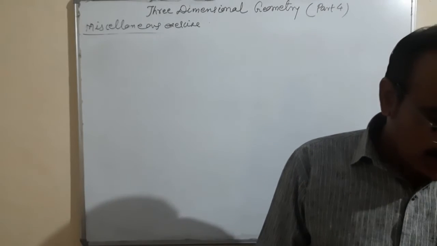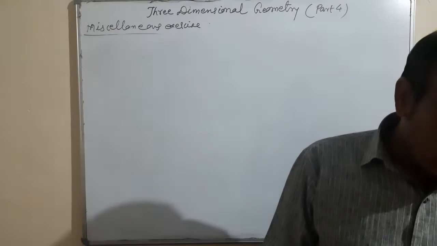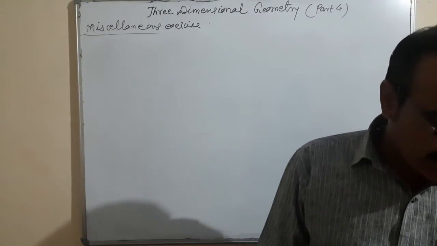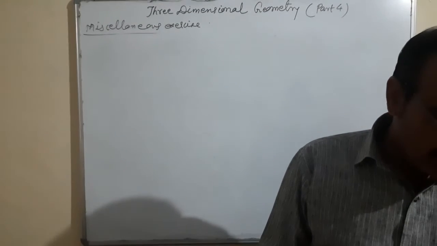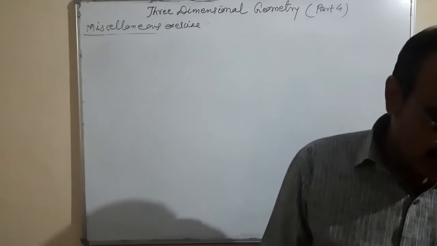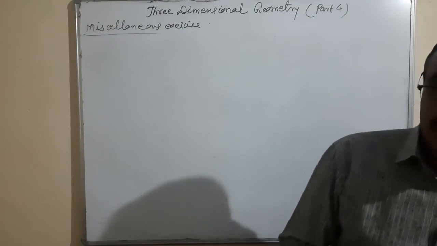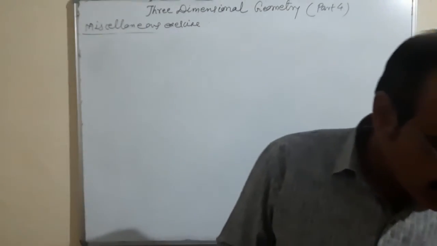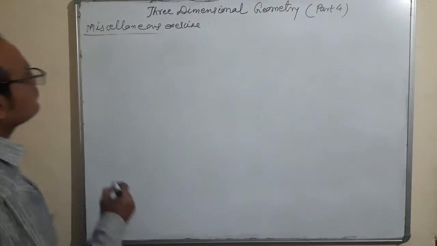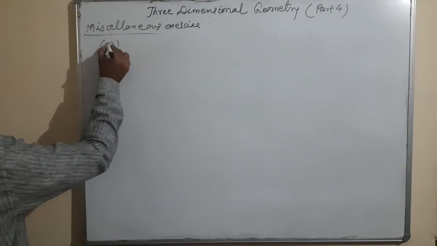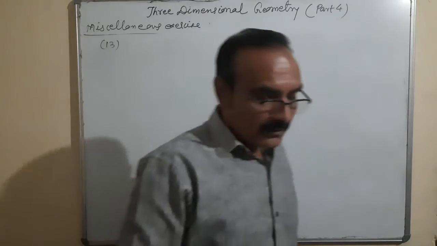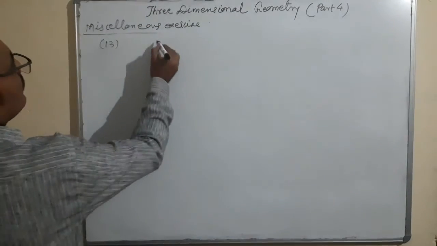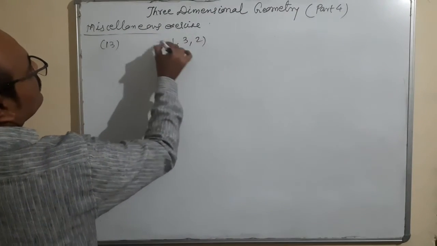Okay, I am taking question number 13. Find the equation of the plane passing through the point (-1, 3, 2) and perpendicular to each of the planes x plus 2y plus 3z is equal to 5 and 3x plus 3y plus z is equal to 0. Question number 13. Find the equation of the plane passing through the point (-1, 3, 2).